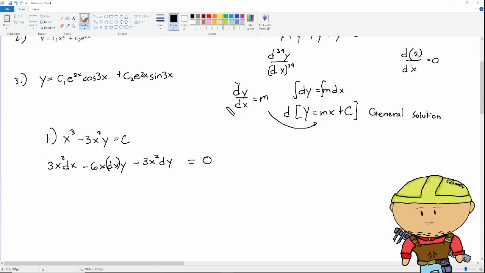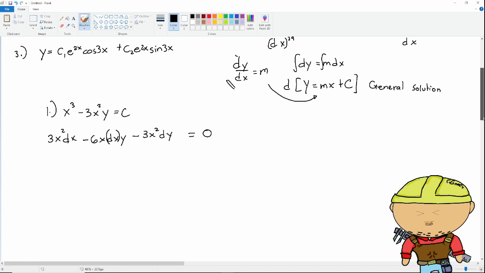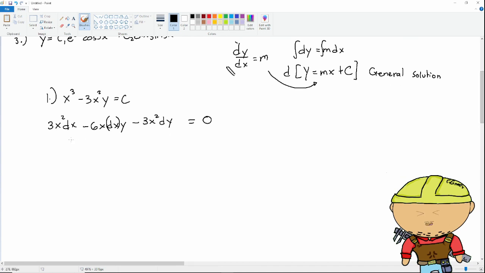Next, okay, let's simplify the equation. Right? So the goal is already there. We already eliminated the arbitrary constants. But for presentation purposes, we clean out our equation.